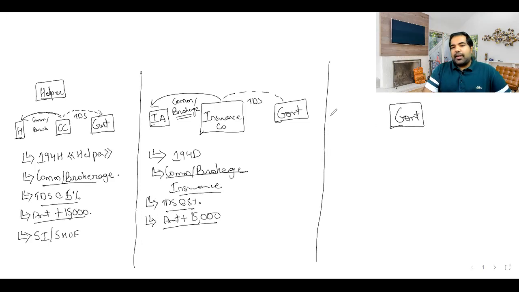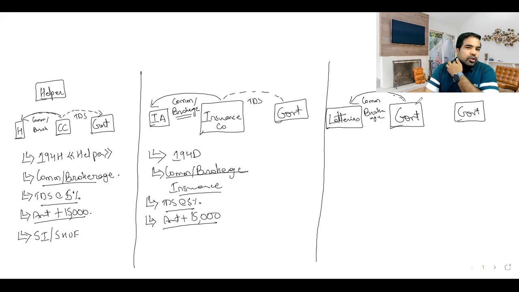And last, guys, this is the government, and these are people who are selling lotteries. They're not the greatest people, guys, because they make people develop the habit of gambling. They encourage people to do gambling, but the government of course pays them a commission or a brokerage because they sell lottery tickets. And here the government says, because you're paying them, why don't you also deduct TDS? Again, the same rate, guys, 5% for more than 15,000. But here, because they encourage gambling, it's called 194G.